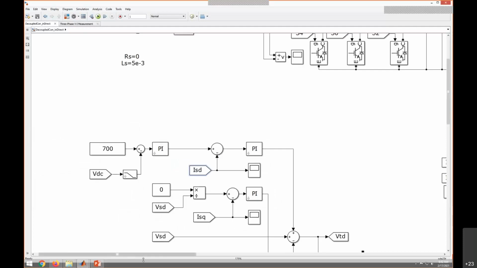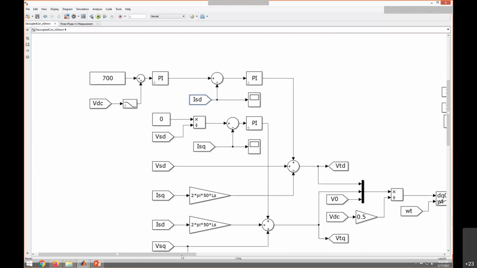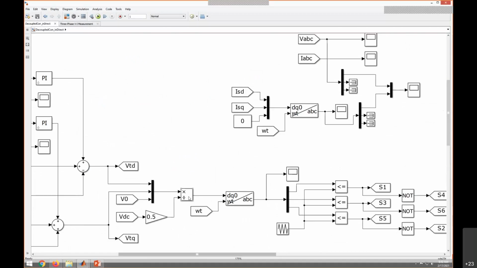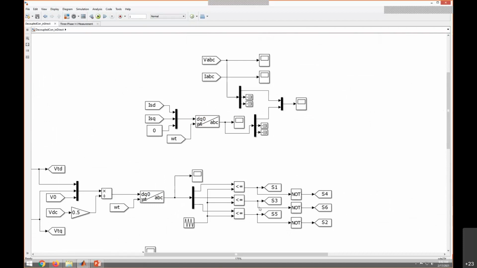So the rest of the procedure is the same. Again, this is a PI controller, right? Again, this is a PI controller, and after that we will calculate this VTD and VTQ. Okay. So again, we need to normalize with this 0.5 of VDC and triangle carrier comparison, so that generates S1, S3, S5 and the reference signals. Okay.